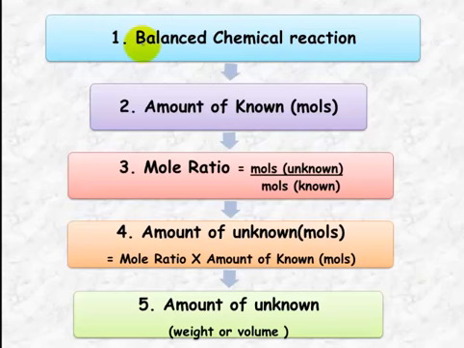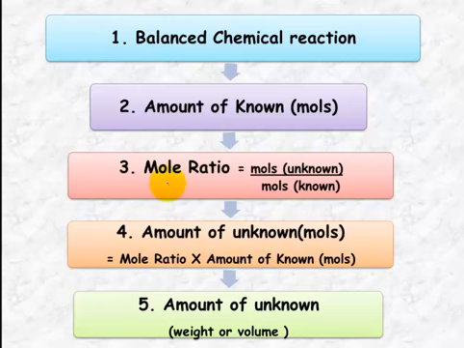So here we go, just step by step again. Step 1, write a balanced chemical equation. Step 2, the amount of known in moles. Third step, work out your mole ratio. And your mole ratio is always the moles of the unknown divided by moles of the known. There's a couple of ways you can do this calculation. If you're good at maths, you can do ratios, which is the way that I work it. But if you're a little bit unsure, remember that mole ratio is the moles of the unknown divided by the moles of the known.